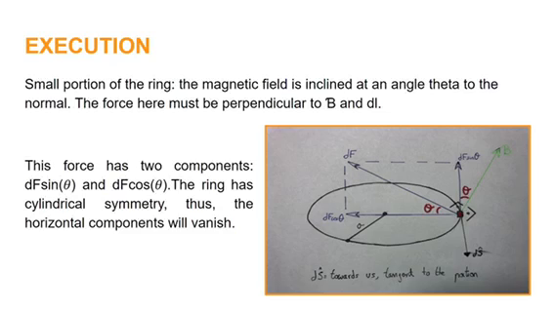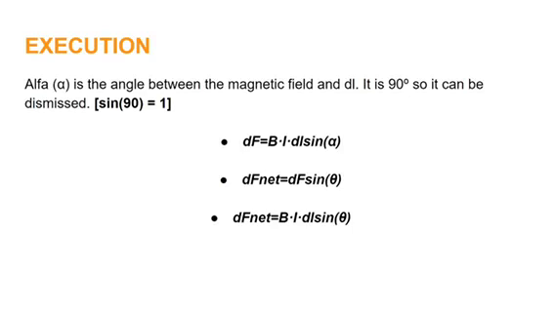Now, we must recall one basic concept, symmetry. All the portions in the ring have the exact same force components. Due to the cylindrical symmetry of the ring, the horizontal component, which points towards the center of the ring, will vanish. So the total net force is produced by the vertical component, which points upwards. However, we must recall that inside the force formula we have another angle. Let's call it alpha. This alpha can be neglected since it is the angle between the magnetic field and dl, and has a value of 90 degrees.